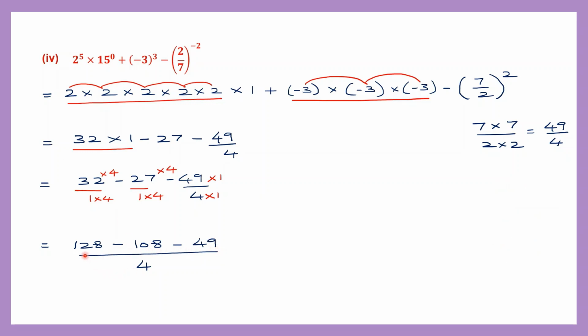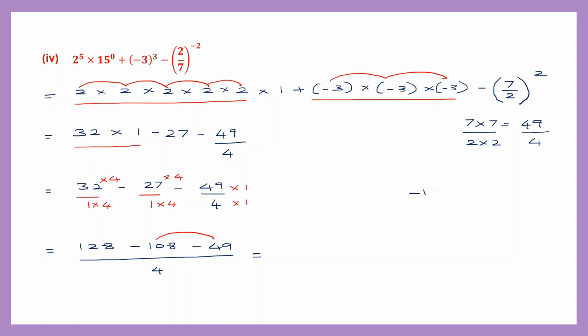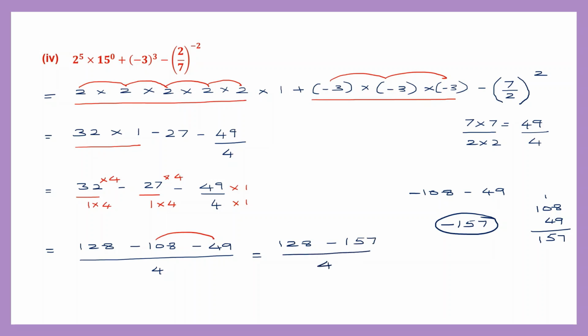So now let's simplify this. Now there are two ways of doing it. One is you can straight away subtract first 128 minus 108 and that and this, or you can take the numbers having the same sign. So let's take minus 108 minus 49. So as you can see here, signs are the same. So we put the same sign and we add. So add up 108 and 49 and let's see what we get. 8 plus 9 is 17, carry 1. 1 plus 4 is 5 plus 1, 157. So this is minus 157. So here let's write that 128 minus 157 by 4.